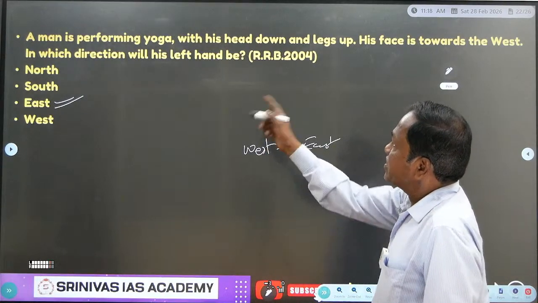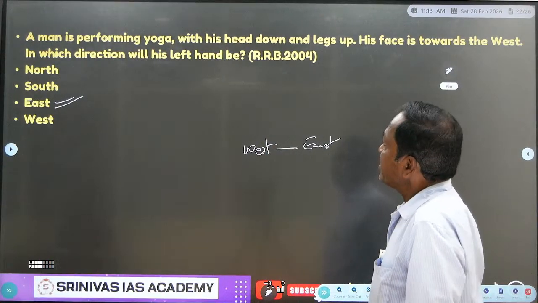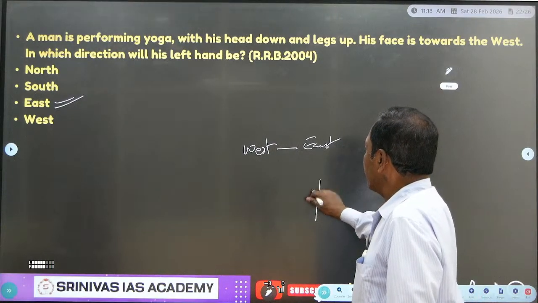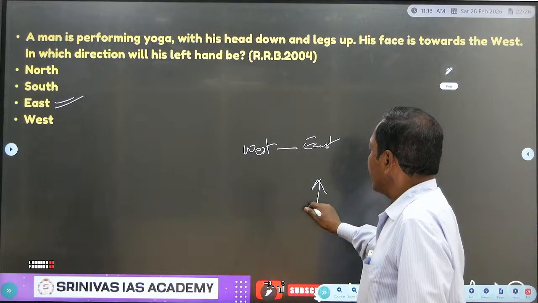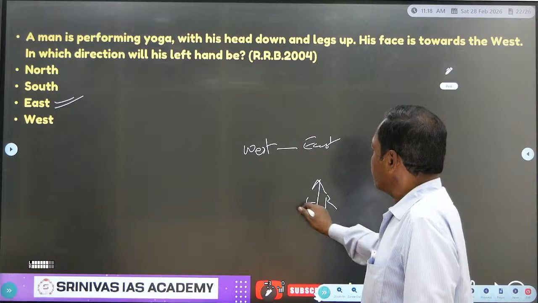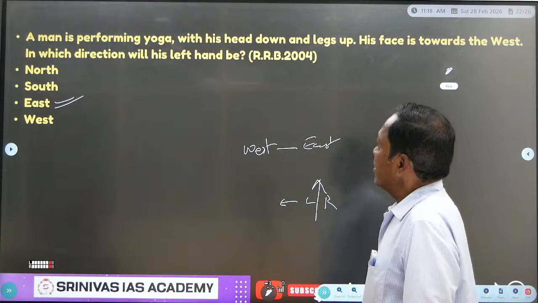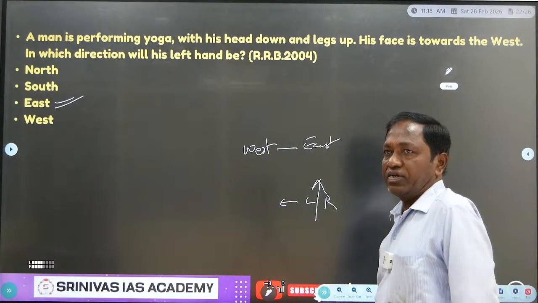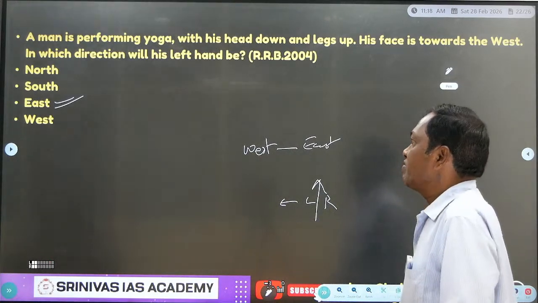But in which direction will his left hand be? Okay. So if I am standing like this, this is my left hand, this is my right hand. What does the left hand show here? West. West means again the same thing, east only it will come. Either way you can take it.